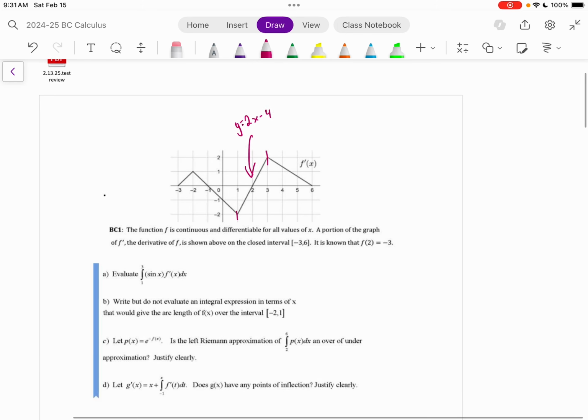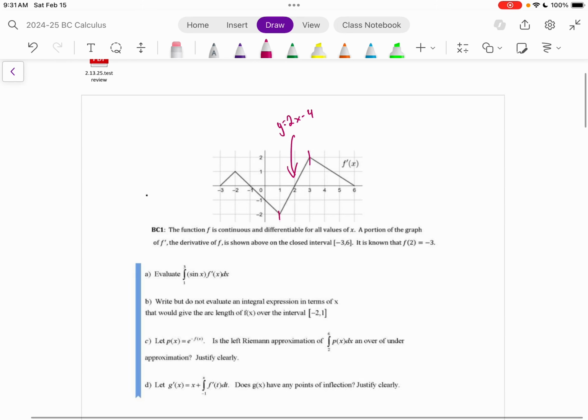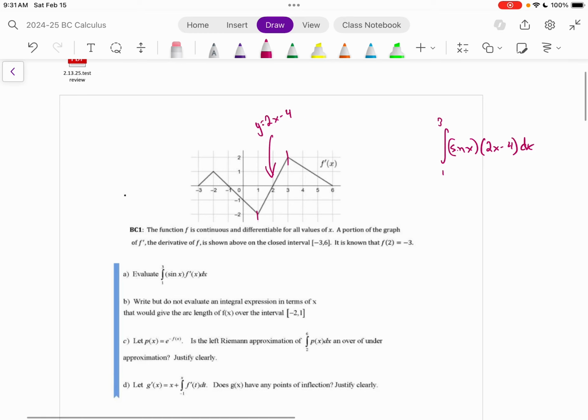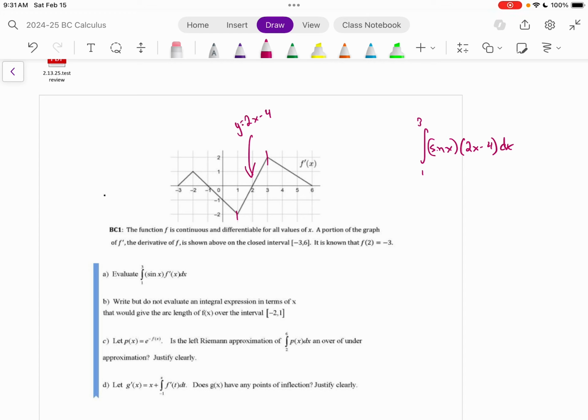And with all these problems, if you find yourself seeing a different approach, pause it, try to do it, and then go from there. So anyway, this problem's really the integral of sine x times 2x minus 4 dx, which is a clearer parts problem.